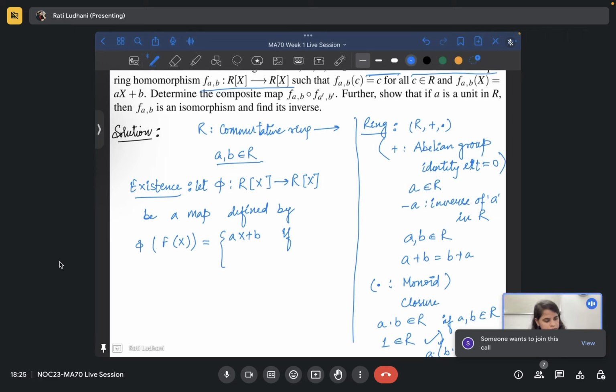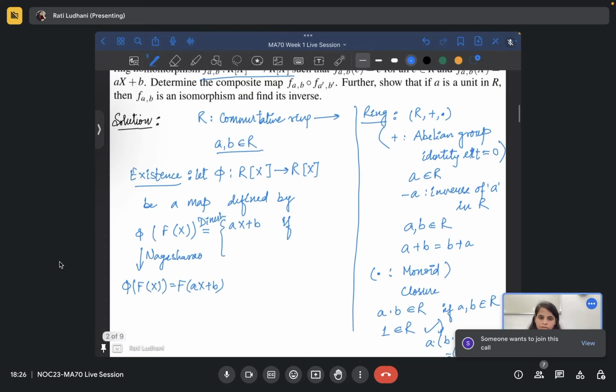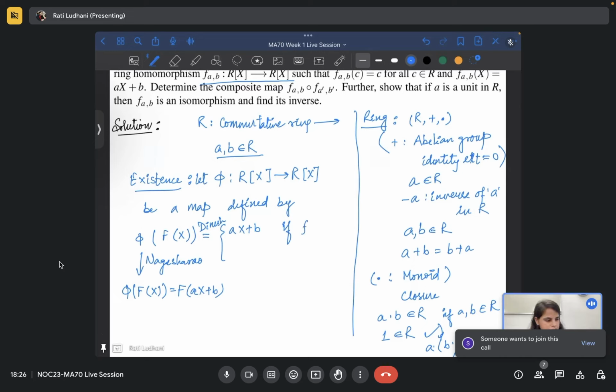So let's say Nageshwarao said: define phi of f(x) to be f of ax plus b. This is one, and I'll call Dinesh's option two. Ax plus b if f is non-constant, right? You said that? Yes. And define it to be the constant if f is constant. Which constant should I take?